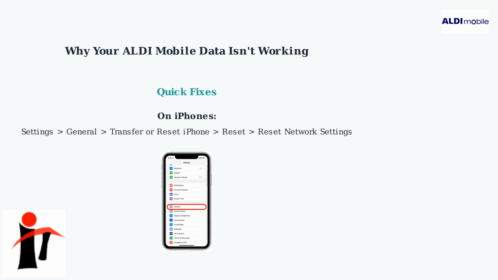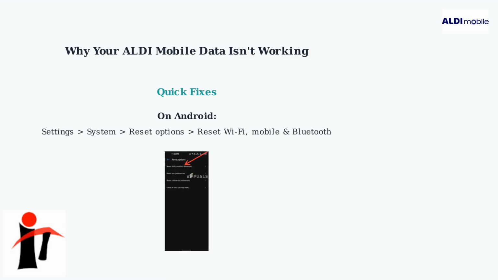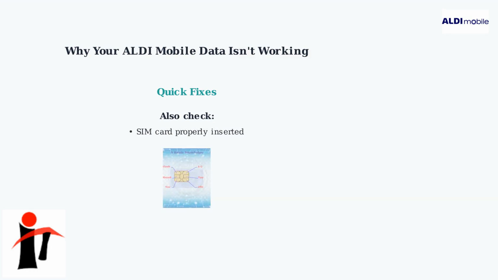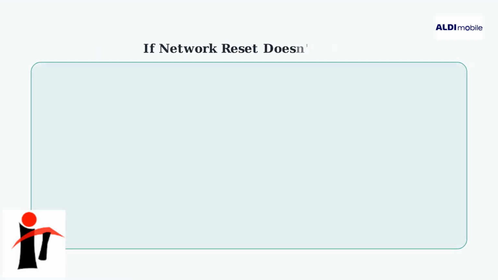We'll start with the quickest solutions. First, try resetting your network settings. On iPhones, go to Settings, General, Transfer or Reset iPhone, Reset Network Settings. On Android, it's usually under Settings, System, Reset Options, Reset Wi-Fi, Mobile and Bluetooth. This clears temporary glitches. Also, make sure your SIM card is properly inserted and that you have good signal strength. Aim for 4+ bars.